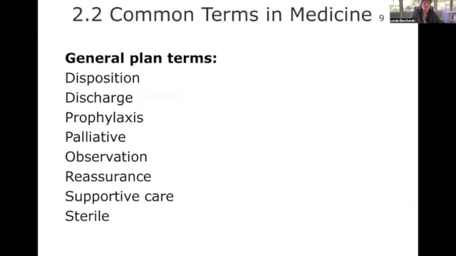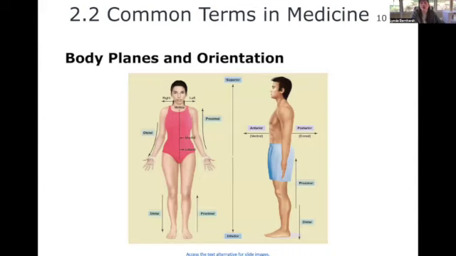General plan terms. We got some more. All right. Now, body planes and orientation. Understanding this is important in order to jot stuff down. Because if they're saying that, say, they have a pain that's going down their arm, then you would be putting in there something about it being a distal movement.